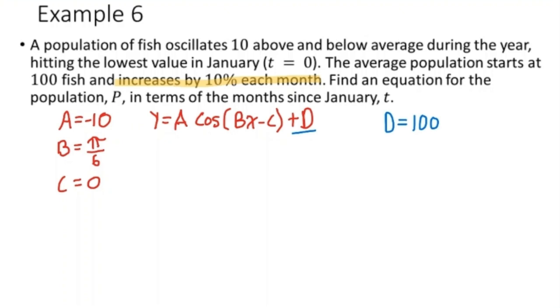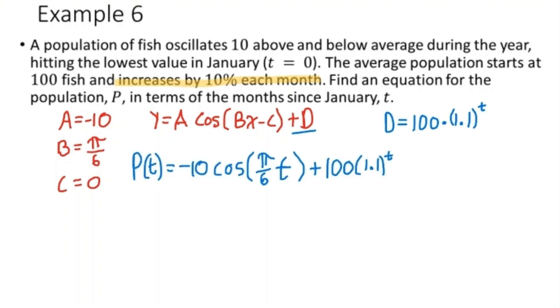Well, if you recall from college algebra, that increase by 10% each month is an indicator of an exponential growth. So each month that passes, we would multiply our previous population by 1.1, 1.1 coming from 1 plus the 10%, which is what we would multiply to the previous population. And since we would do that every month, D would have to equal 100 times 1.1 raised to the t power, since we would multiply by 1.1 for each month. So this time, instead of being constant or linear like in the last example, our D is exponential. So P of t would equal negative 10 cosine pi over 6t plus 100 times 1.1 to the t.